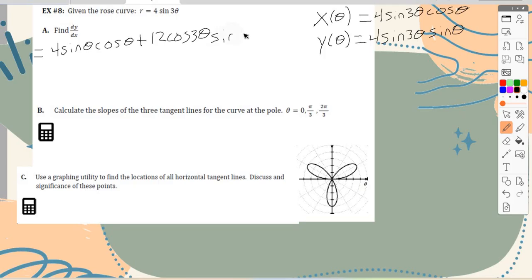I left off with 3 theta on my first one. 170. Okay. Alright, divided by 20. Luckily we don't have to do anything with this time. What do we have next?